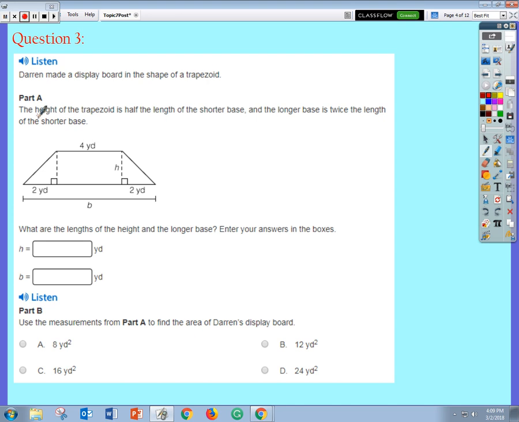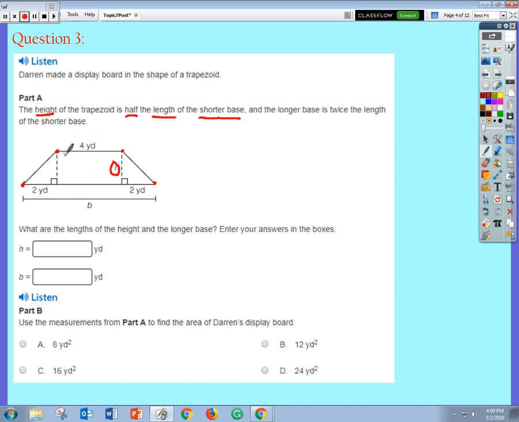It says the height, that would be H, of the trapezoid is half the length of the shorter base. Well, the shorter base, here's one base from here to here. Here's the other base from here to here. We know that they're bases in a trapezoid because they have one set of parallel sides.